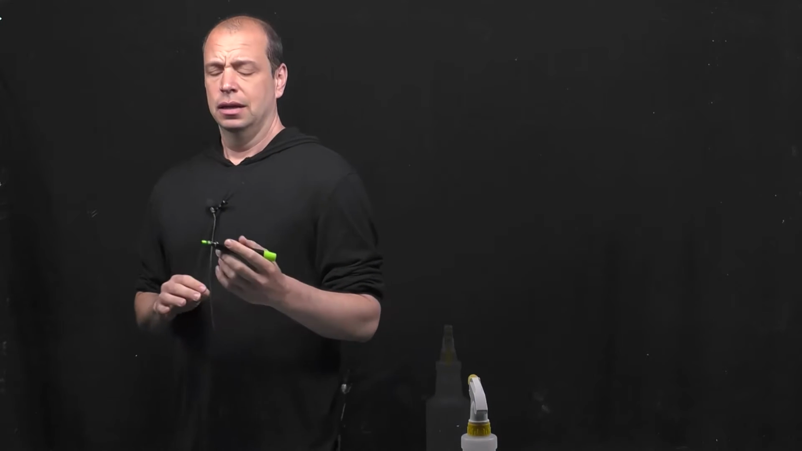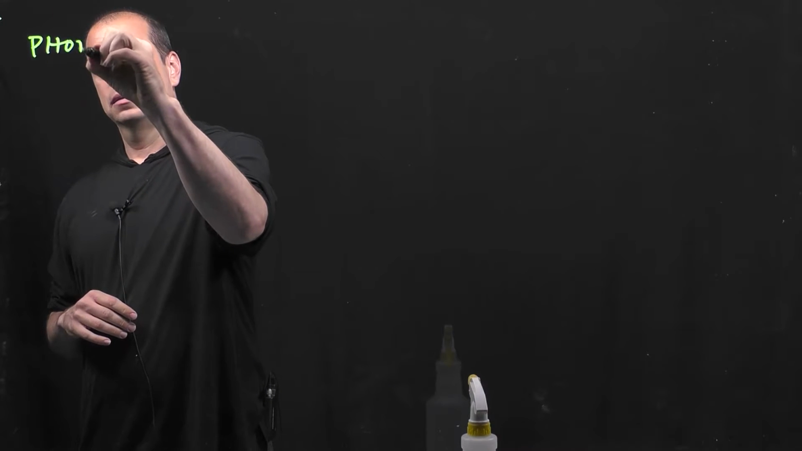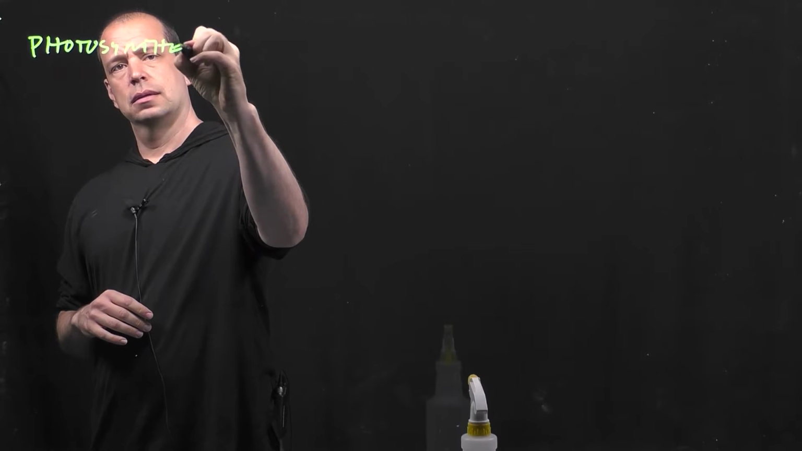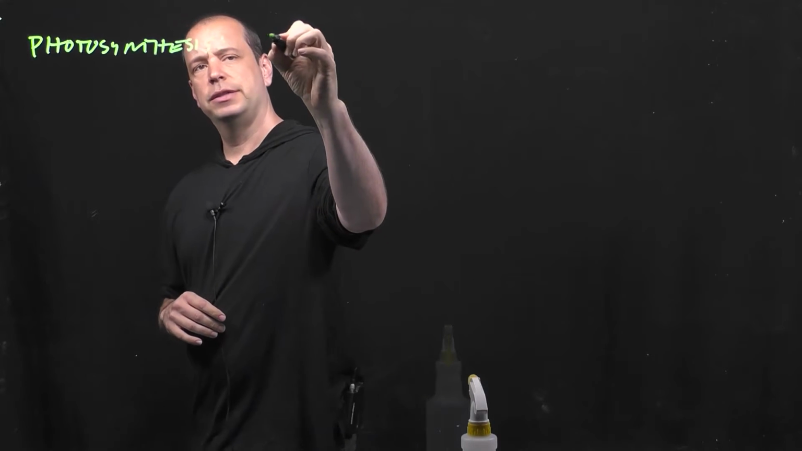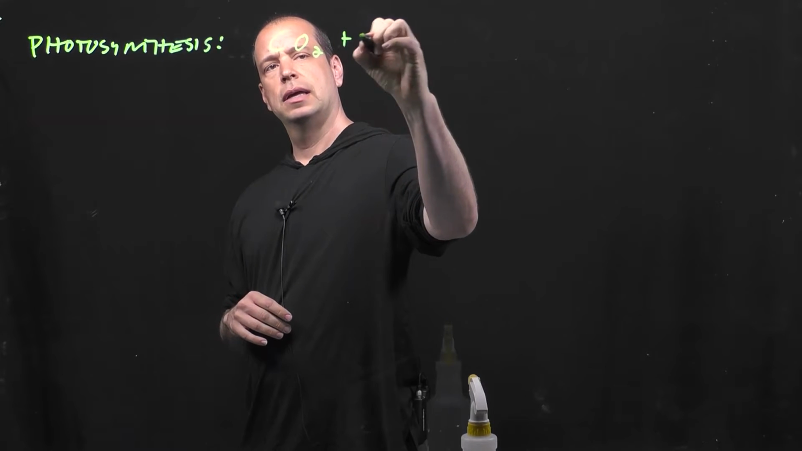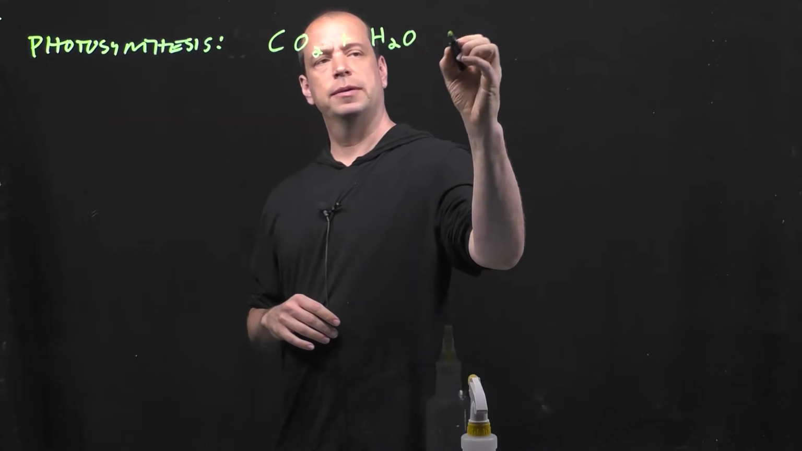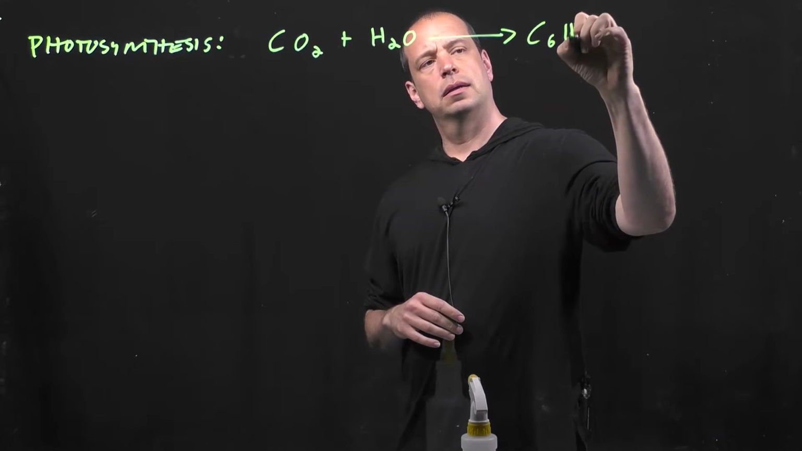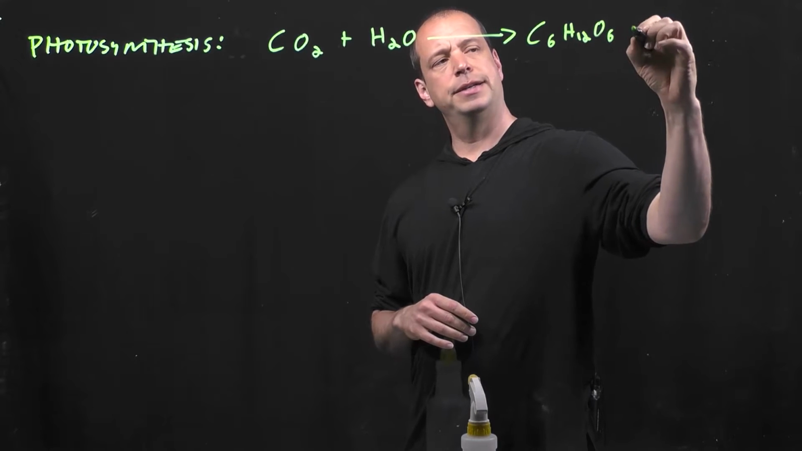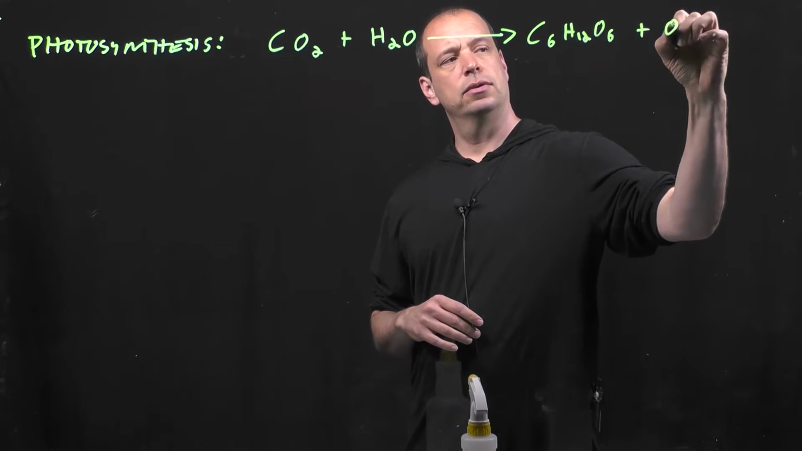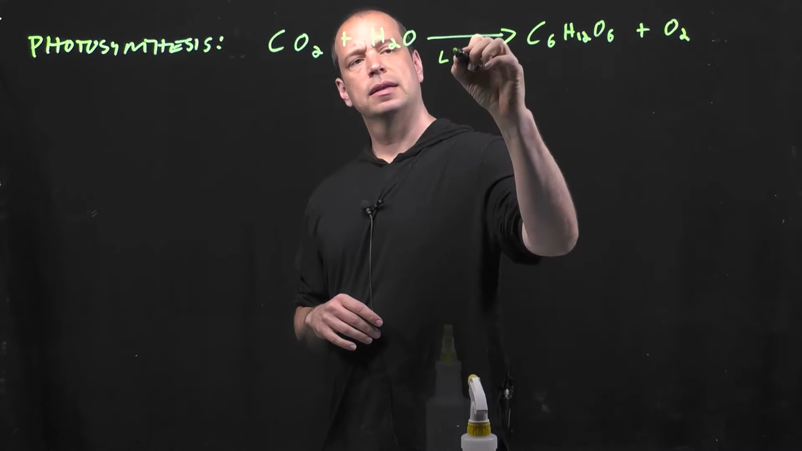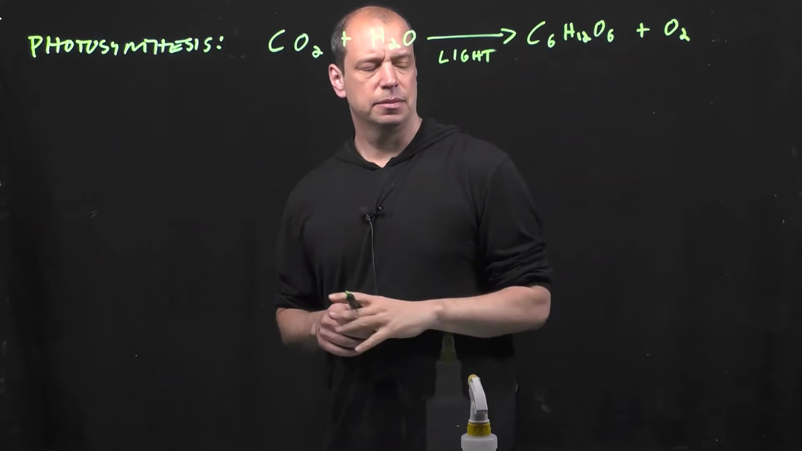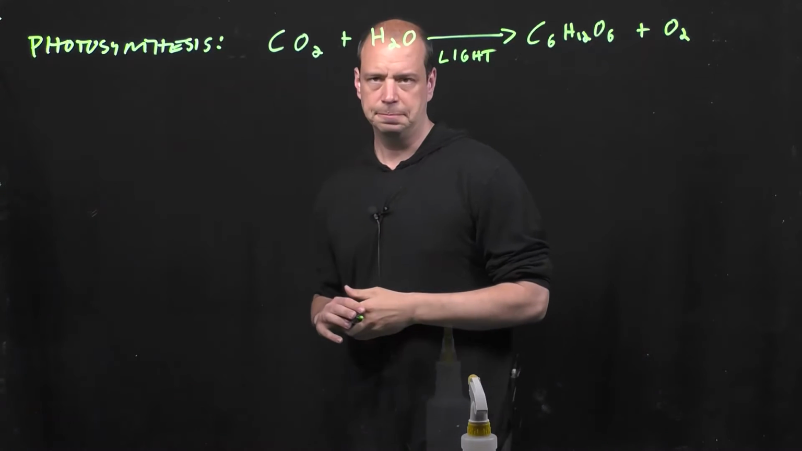Okay, so the question is to describe photosynthesis. So photosynthesis is the process by which atmospheric CO2 and water from the soil are combined to make a simple carbohydrate, usually represented as glucose, and molecular oxygen. Now, this process is driven by light and is the basis for the vast majority of life on this planet.